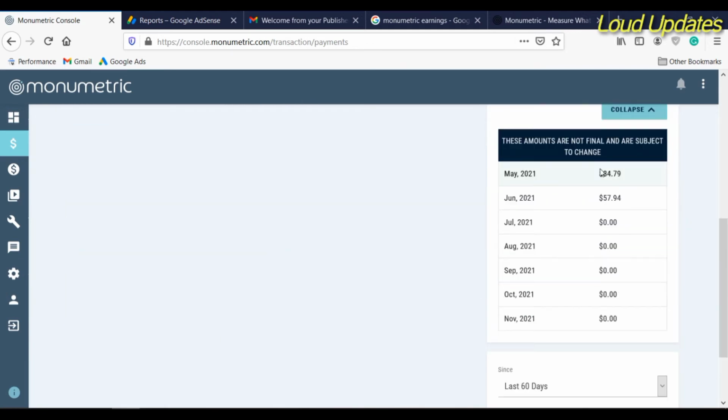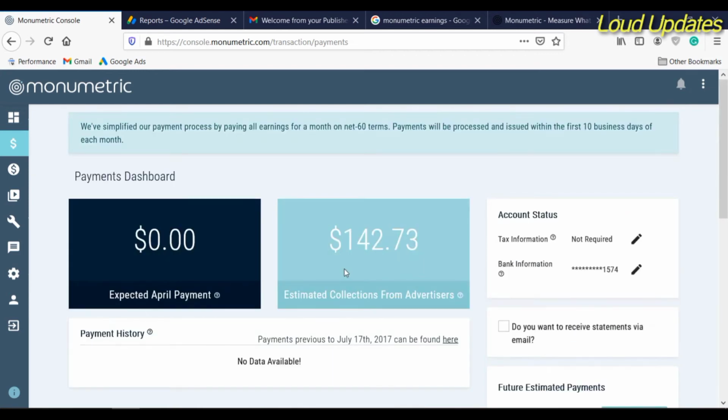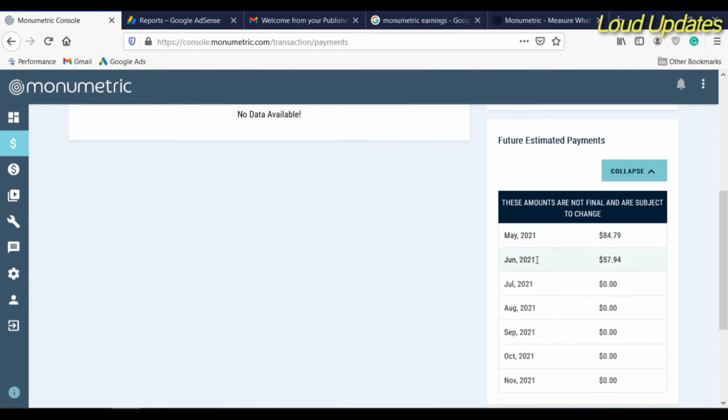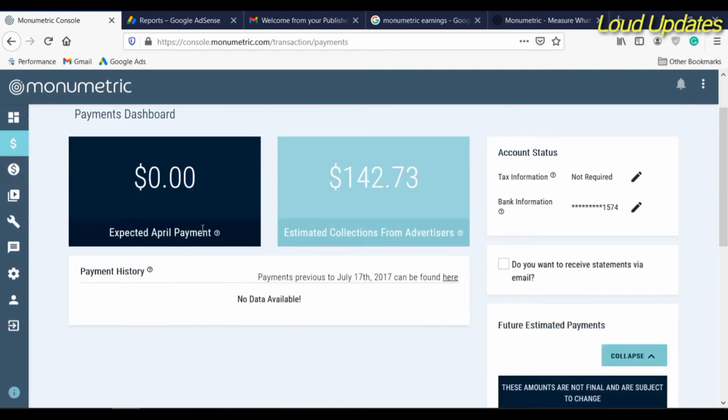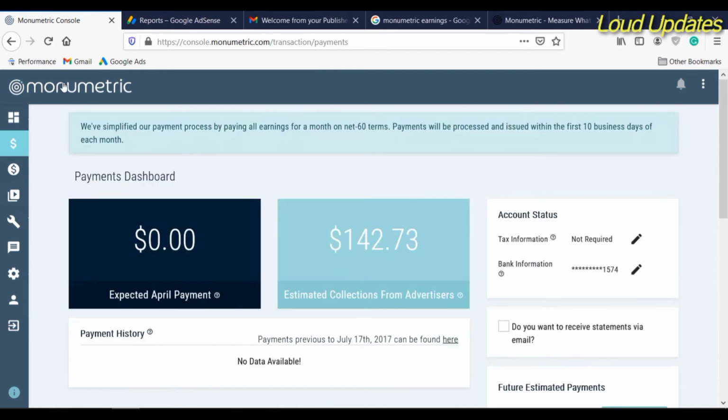So they have a 60-day term. Note, they have a 60-day term to get money from Monometric. I think this is a bad thing for new bloggers. This is a bad disadvantage for new bloggers.